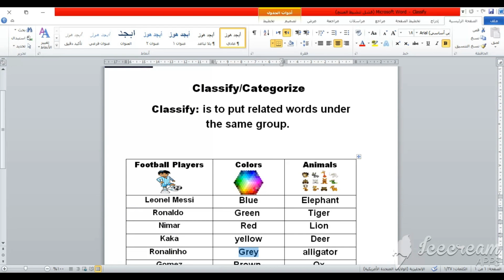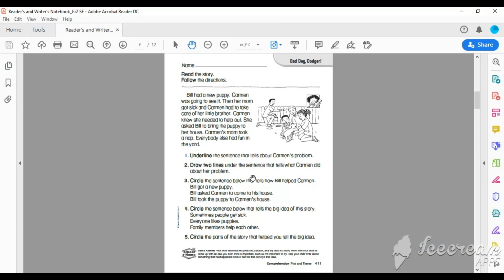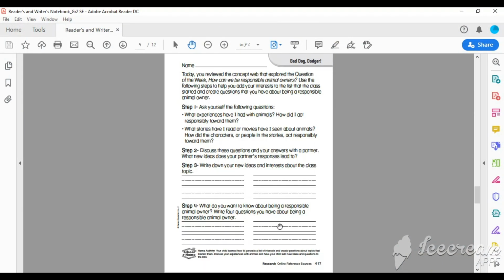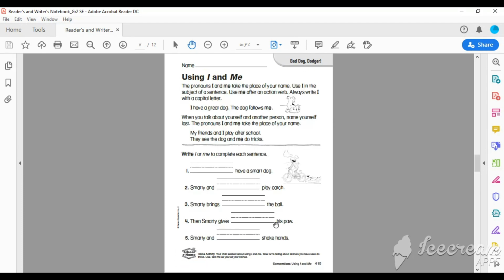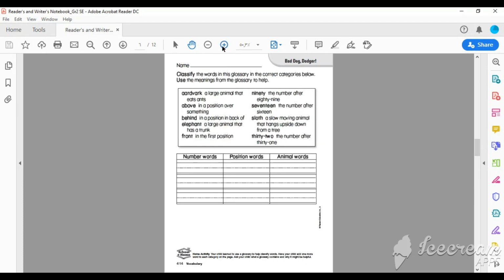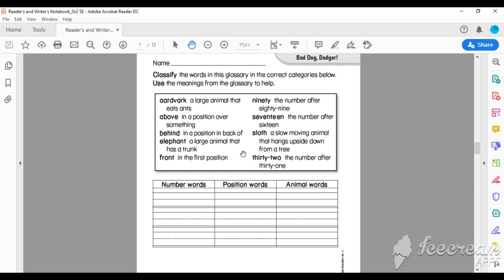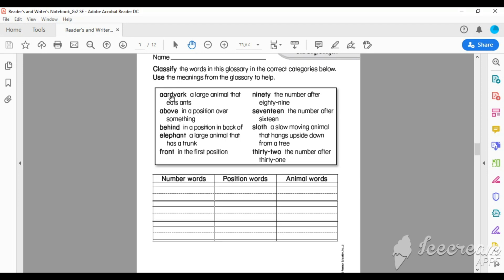Easy peasy? Okay, so let's have some activity on that. Okay, I want you to open page 414 in your books, and we'll have a little activity about it. In this activity, we have here some words from the dictionary. We're gonna take them and put them in the right place that is related to them.